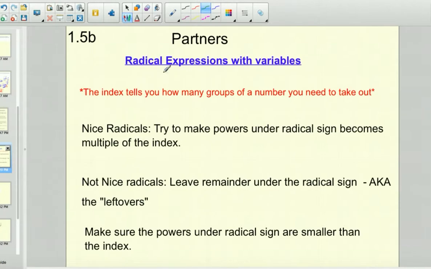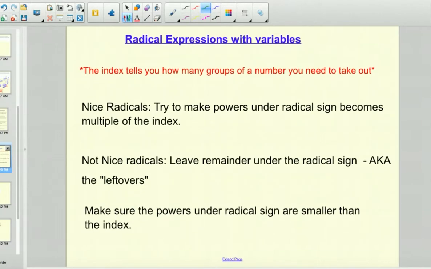So we have radical expressions with variables. The index, right, so instead of just one term like we've been working with, we're going to have a few different terms, variables in there, all raised to a rational exponent or all underneath the square root or cube root or whatever root sign. What happens is when we do these, we're going to have some numbers. The index is going to tell you how many groups of a number you need to take out. Nice ones are going to work out nice and evenly. You're not going to have any remainders. And then the not nice ones, you're going to have remainders or leftovers. And that's a check to make sure you do it right.